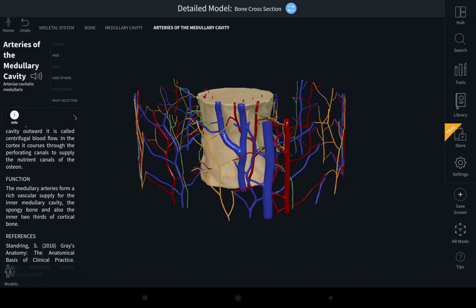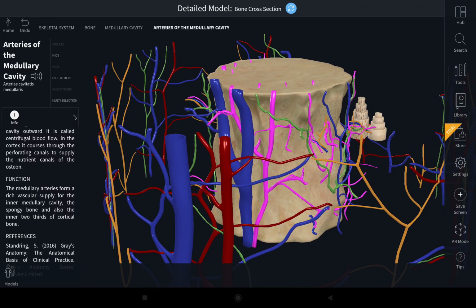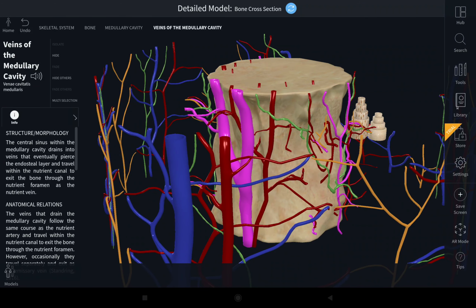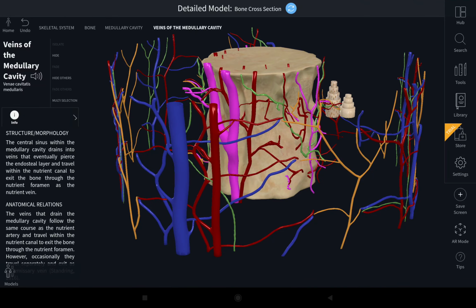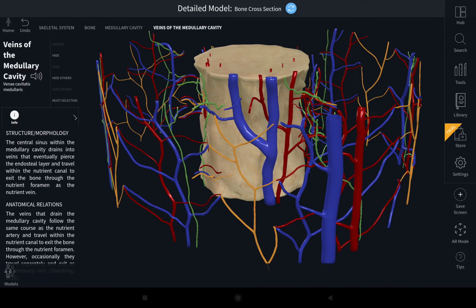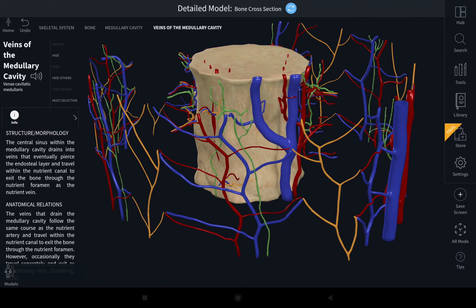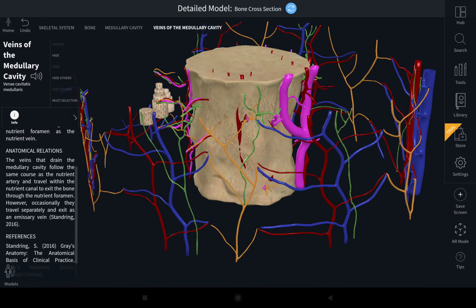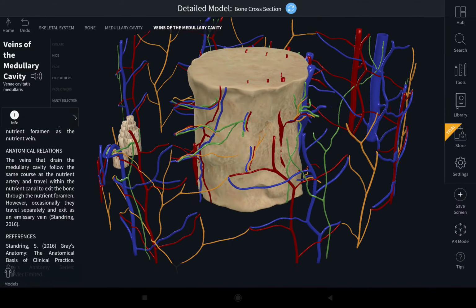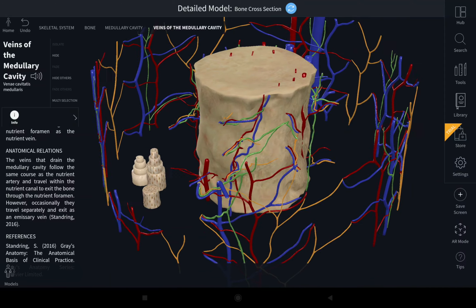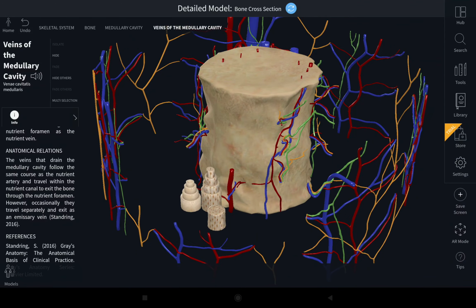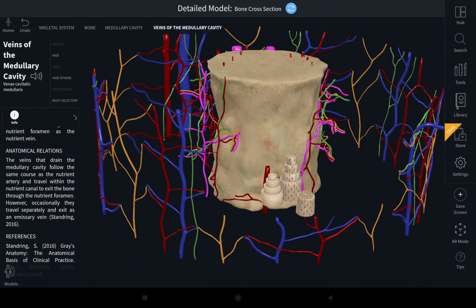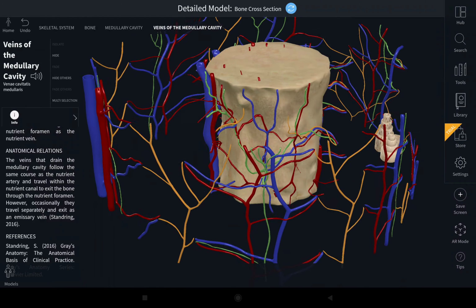Now, there is another structure, which is the veins of the medullary cavity. The central sinus within the medullary cavity drains into veins that eventually pierce the endosteal layer and travel within the nutrient canal to exit the bone through the nutrient foramen as the nutrient vein. Anatomical relations. The veins that drain the medullary cavity follow the same course as the nutrient artery and travel within the nutrient canal to exit the bone through the nutrient foramen. However, occasionally they travel separately and exit as an emissary vein.